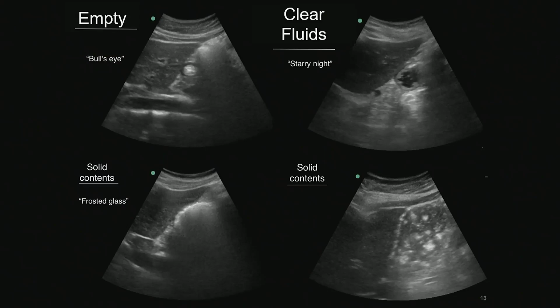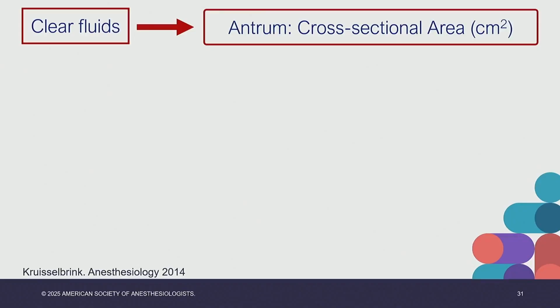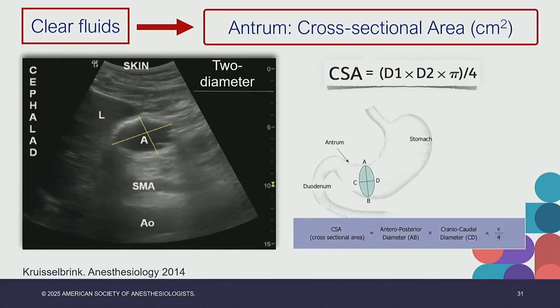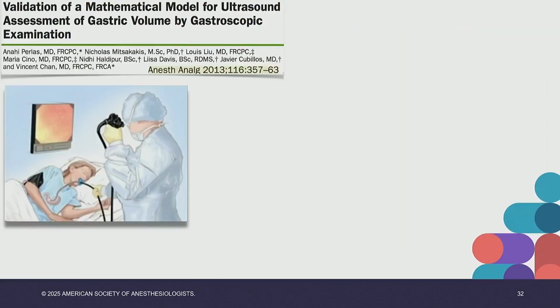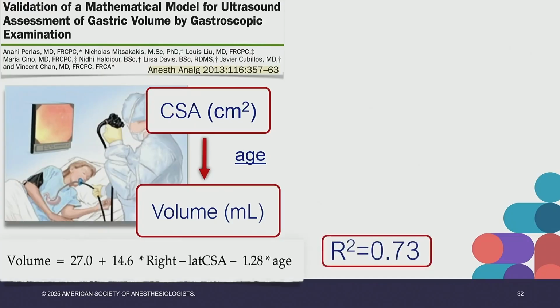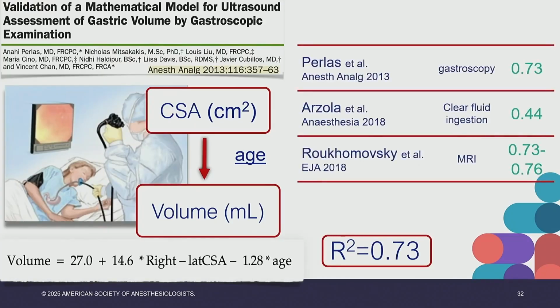Pattern recognition. First, it's just pattern recognition. Then, every time you have clear fluid, you need to measure. What do we measure? The antrum. You can do two diameters, but we demonstrated that free tracing on the machine is good enough. We validated that. With the cross-sectional area, you can measure the volume with a mathematical model. We have three models. PERLAS, a pretty good model, is the one that we all use.